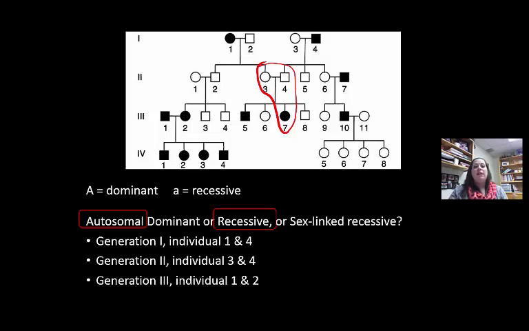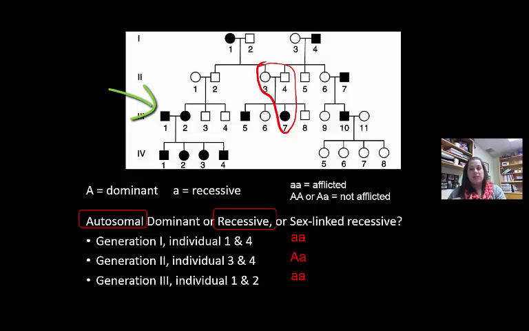Okay, so now, saying it's autosomal and it's recessive, this gives us the key that little a is the afflicted. They're the ones that are colored in. Big A, big A and big A, little a are not affected. So generation 1, individuals 1 and 4, are going to have little a, little a. Generation 2, individuals 3 and 4, they're normal, but they have to have big A, little a because they had children that have little a, little a. Generation 3, individuals 1 and 2, are going to be individuals with little a, little a. So hopefully this is helping you understand what's going on. So let's take a look at the last one.